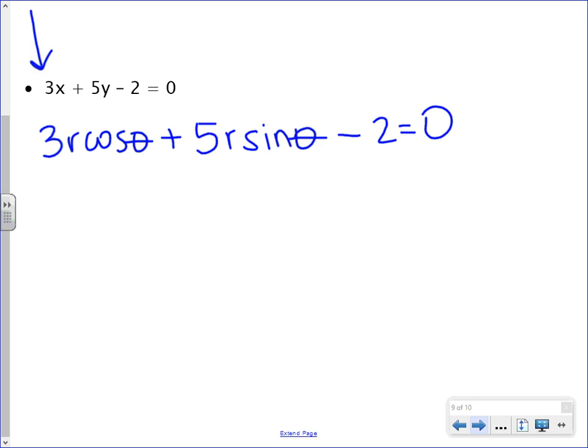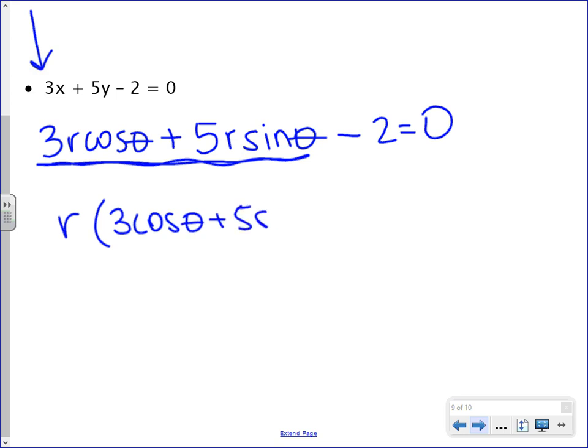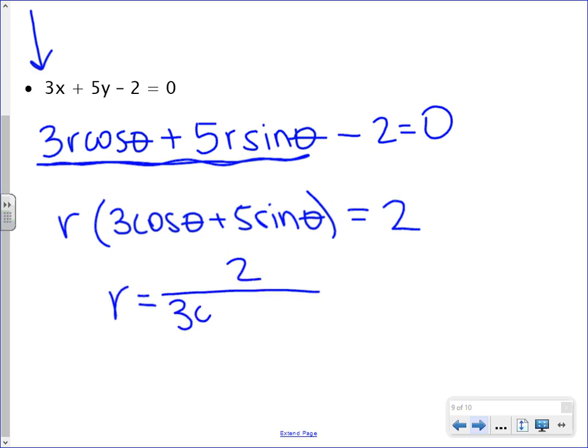Now I'm going to zoom through this so I can stamp your guys' homework if you want it. But do you notice how these first 2 terms both have an r and we need to solve for r? So we can factor an r out here. Add the 2 over. And then to get r by itself, we are going to divide by that ugly factor.